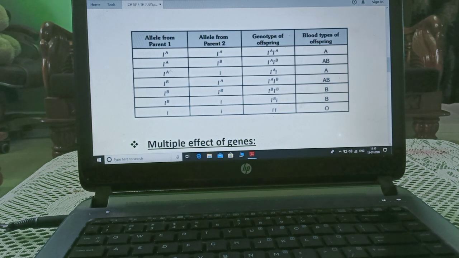Then third, IA and small i means it is a recessive gene. They both combine and again the blood group will be A. The recessive characteristic will hide itself. Then IB, IA, again the combination IAIB, blood group AB. Then in the offspring IBIB, it will show blood group B.